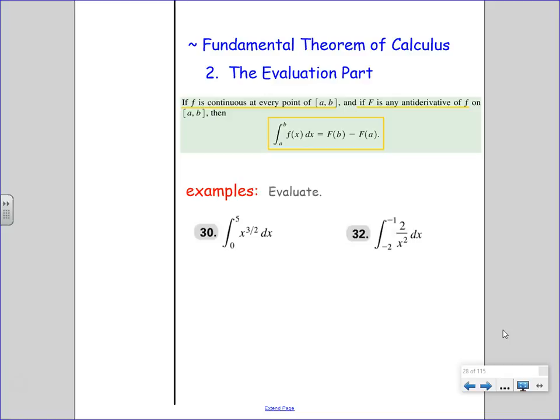But the evaluation part says the definite integral from a to b of a little function f of x dx equals the antiderivative at b minus the antiderivative at a, which some of you have been using for quite some time and even cheating and using it early this year. We're going to go through and review and recap and make sure we're good.